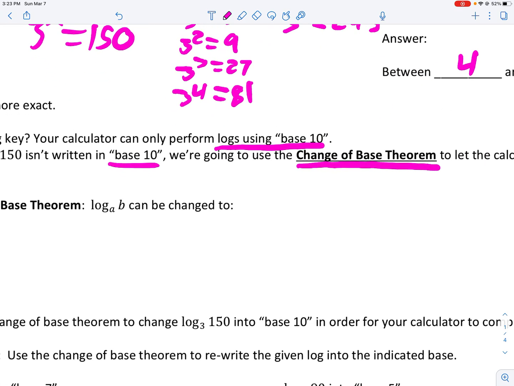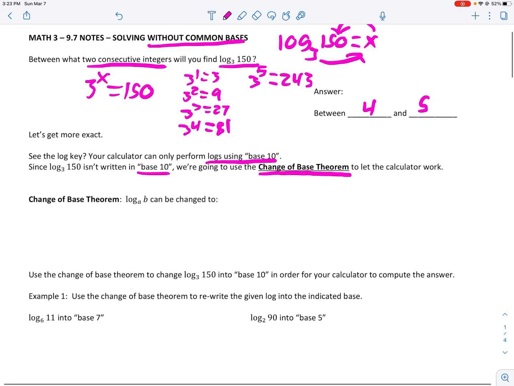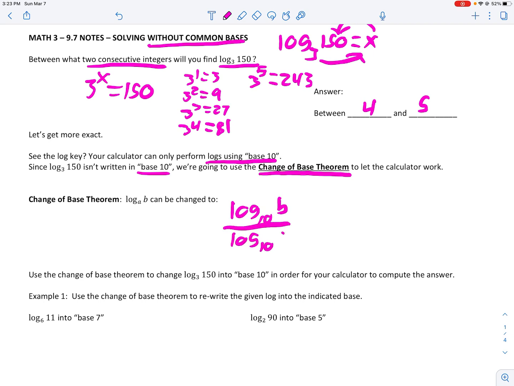If you have log base a of b, the change of base theorem would allow me to write this as log base 10 of b divided by log base 10 of a, which is really just log b divided by log a. So I can take a logarithm like log base a of b and change it into base 10 by doing log of b divided by log of a.